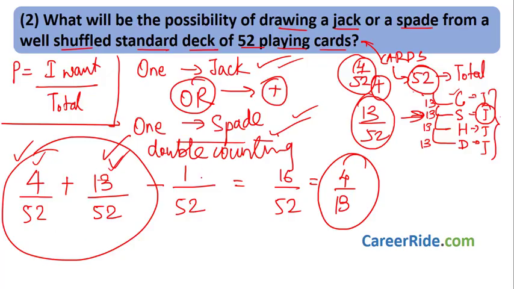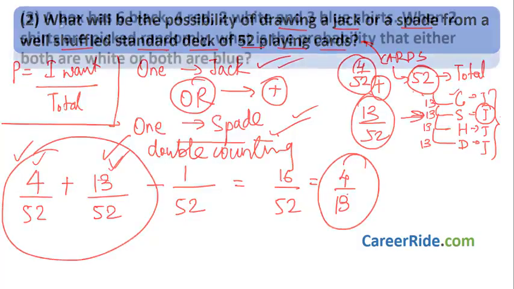So what is the probability of choosing a jack of spade? There is only one jack of spade, so we will write 1 divided by 52. That is, what I want divided by total. So we will get 4 by 13. We will see more such sums, so you will become more comfortable with this double counting concept. Okay, moving to next question.